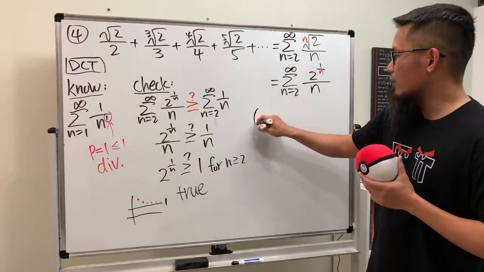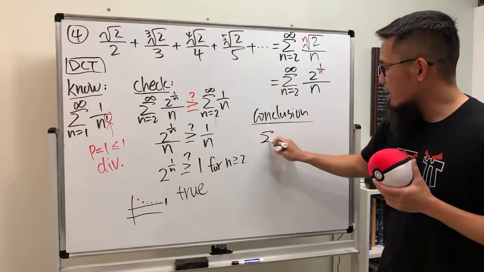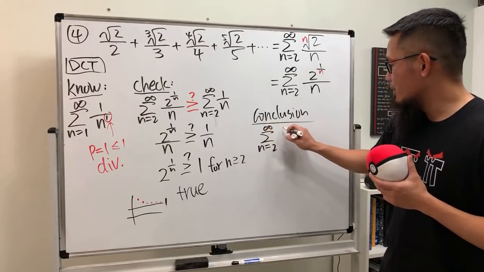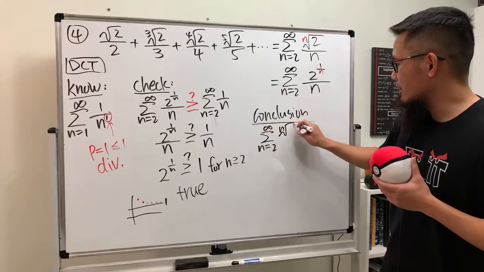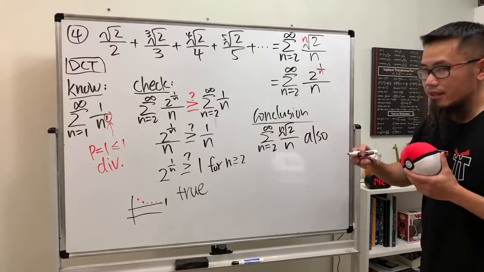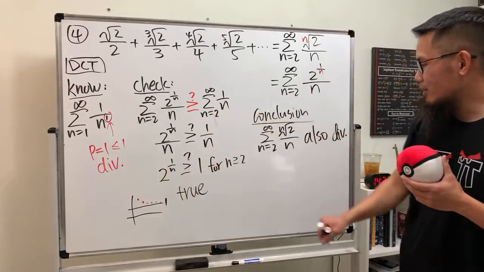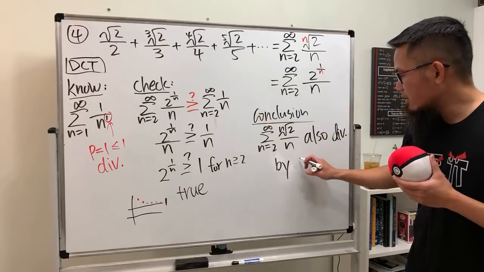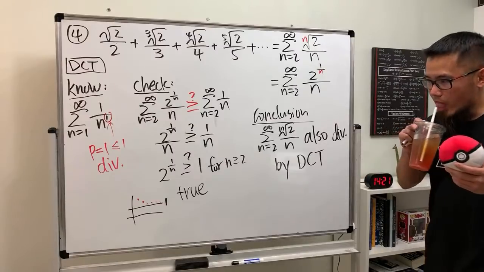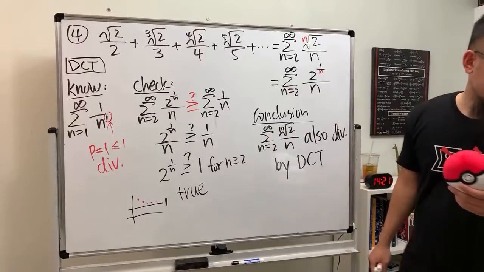It works. So finally, here is the conclusion, and we'll just write this down. The sum as n goes from 2 to infinity, let's write that down because it looks nicer. This right here also diverges. Why? We use that, right? So we'll just say by the direct comparison test. Yeah, just like that. So that's that.